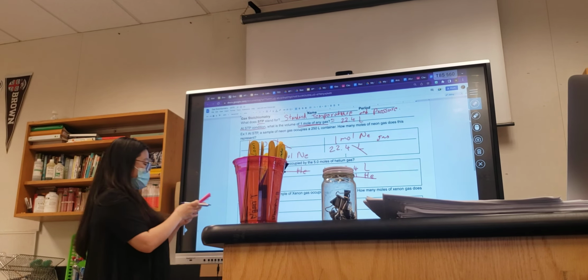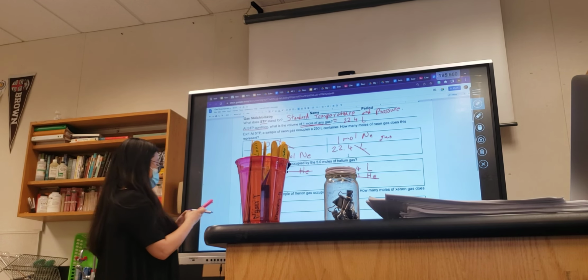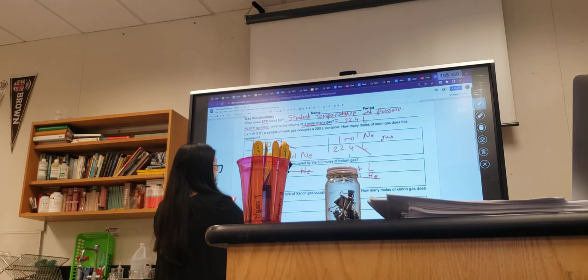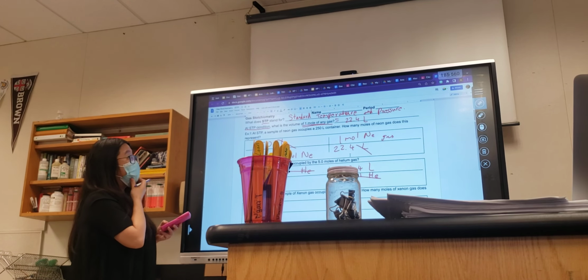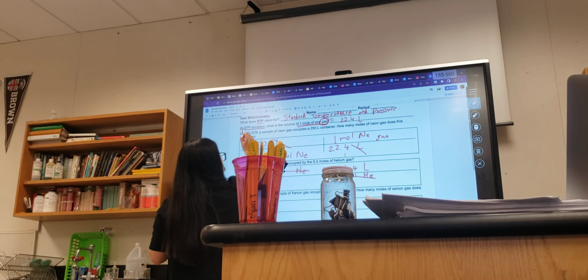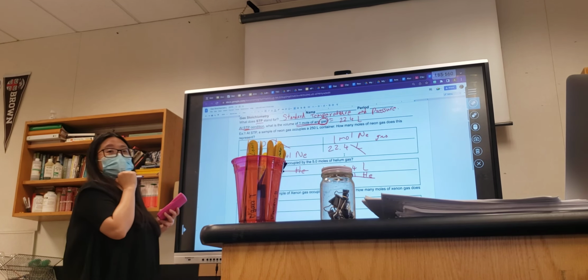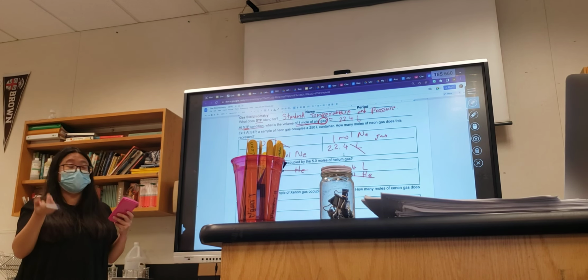Do you have to say neon gas, or do you just put neon? No, you can just say neon. I put the gas because I want to especially emphasize that this only works for gas and only at STP. It doesn't work in all cases. It has to be STP to make it work. Okay?